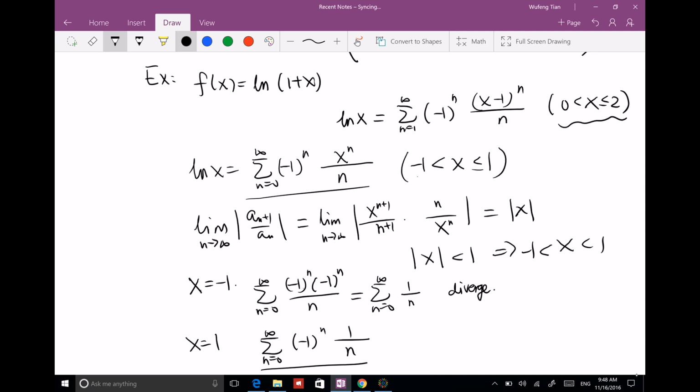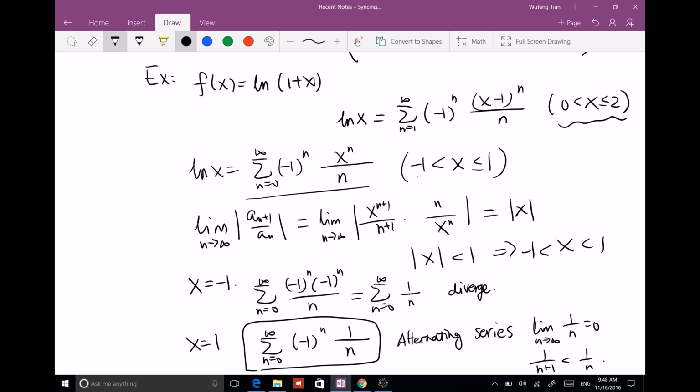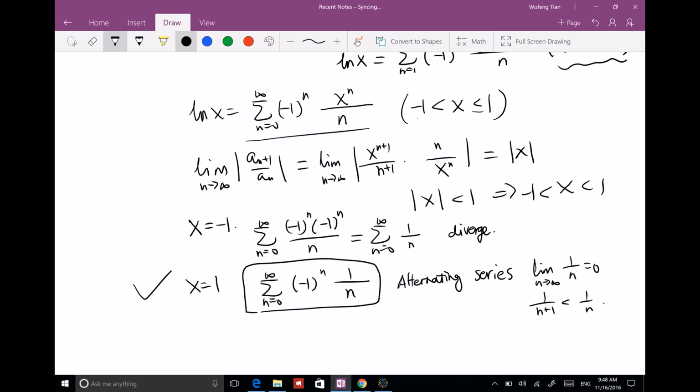It's a little bit different because 1 to the power n is just 1, so we get 1 over n with alternating signs. This converges because this is an alternating series. For an alternating series, I just need to check the limit as n goes to infinity of 1 over n equals 0. It's decreasing because 1 over n plus 1 is less than 1 over n. So it converges. This one is okay. So that's why the interval of convergence is negative 1 to positive 1, but the positive 1 is contained. Does that make sense, Eric? Yes, thank you. Okay, no problem.